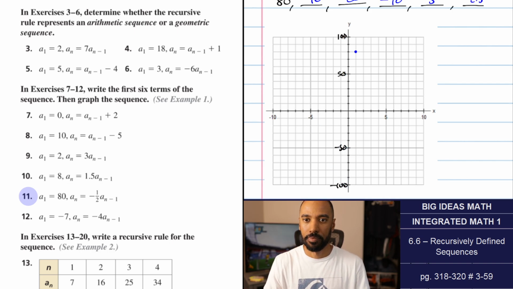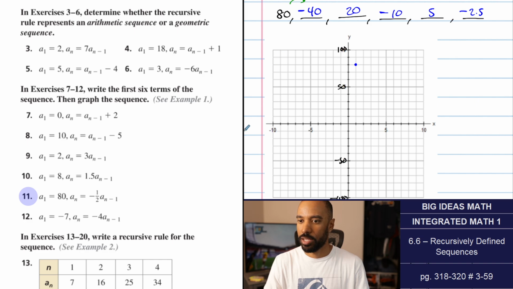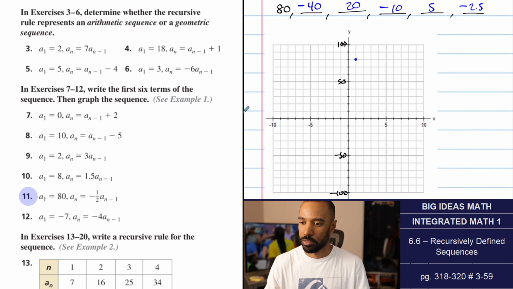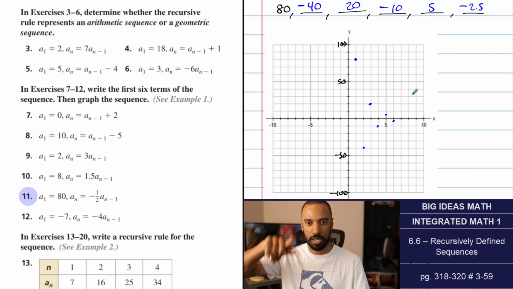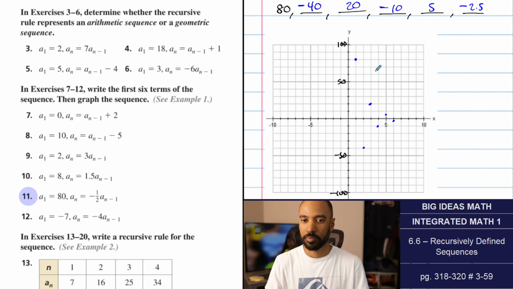Okay. So go 80 and then negative 40 down here for the second term. And then positive 20. And then negative 10. And then positive 5. Halfway between, negative 2.5, about a quarter of the way. Voom, voom, voom, voom, voom. And you can see that oscillating pattern as it shrinks right there.